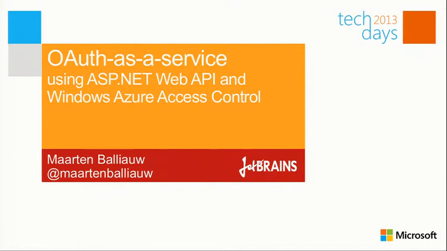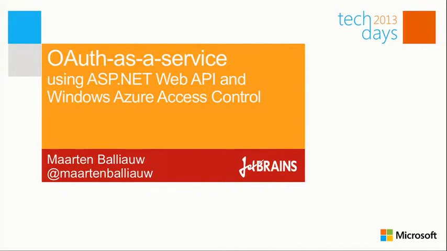This session will be OAuth as a service using ASP.NET Web API and Windows Azure Access Control. So really a lot of information packed in one session. The main idea is actually, who has been consuming Twitter or Facebook in their applications? Okay, a couple of guys. Other applications that you've been consuming? Okay, again, a couple of guys.